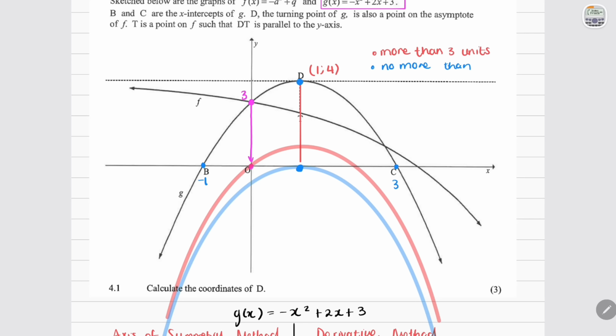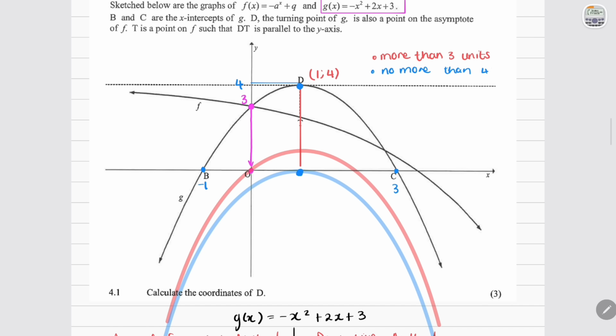So ask yourself, how would you have moved that original graph so that the turning point hits the x-axis? The turning point here is 4. So you would have moved this graph 4 units down so that the turning point now hits the x-axis. Exactly 4 units down will get you to that point. So move it down anything more than 3 units, but no more than 4 units. And then that would be it.